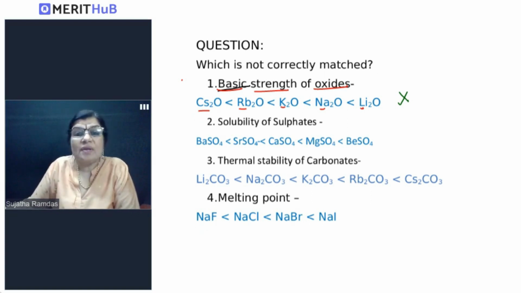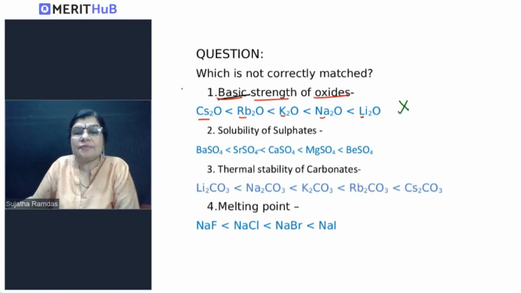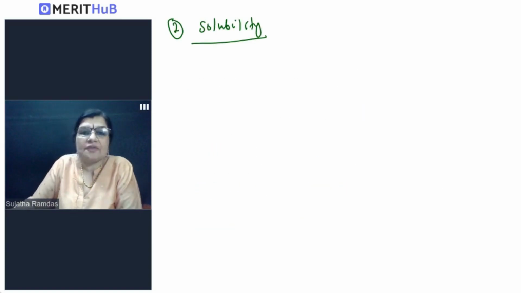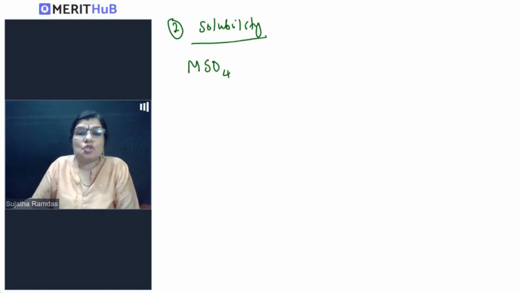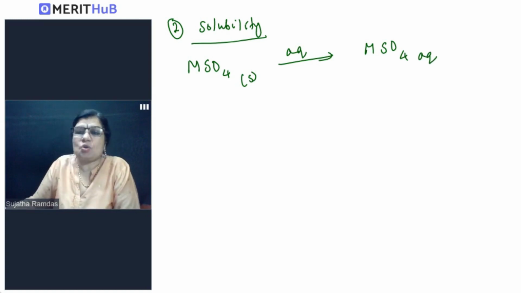All right, now let's move on to the solubility of sulfates. So our next discussion is on solubility of sulfates. And here we have the group 2 metal sulfates, right? The group 2 metal sulfates, which means MSO4. So solubility: metal sulfate dissolving in large excess of water to form metal sulfate aqueous.